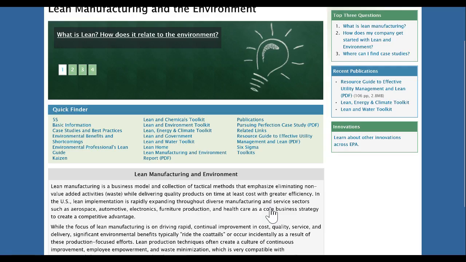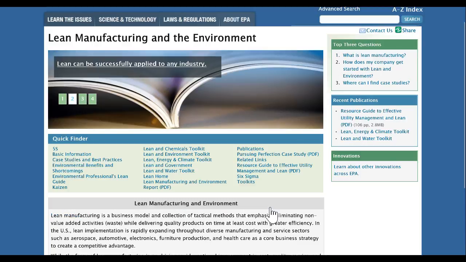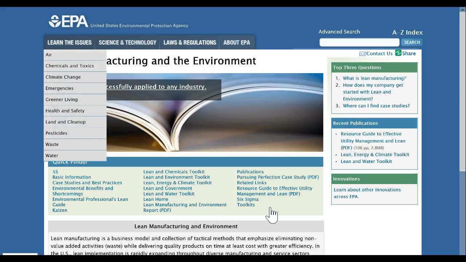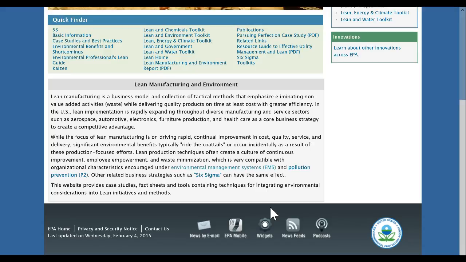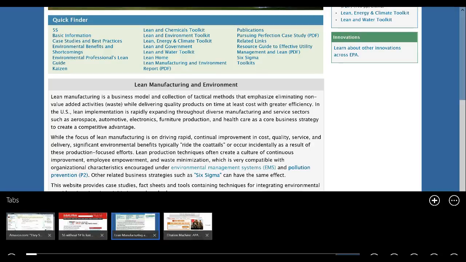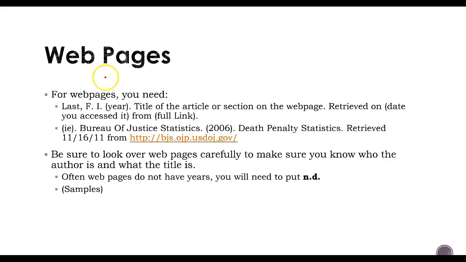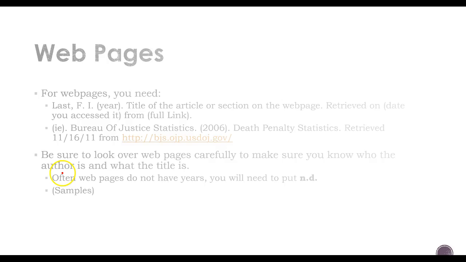Same thing for this one. This one's a little bit trickier, but we said the author's the EPA, right? And the year was at the bottom actually, so we'd say 2015 for the year. And then we have the title, Lean Manufacturing Environment, and we just say retrieved on today's date from www.epa.gov/lean/environment. And so that's how you do the web pages. So hopefully you have a pretty good idea of what's expected of the 3 major types of reference citations and how to find that information from the different places.